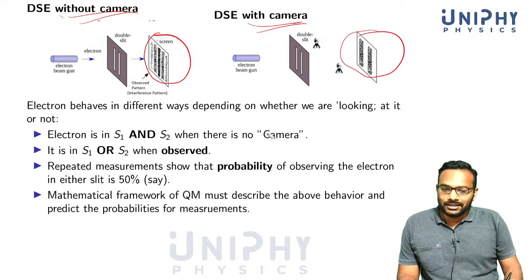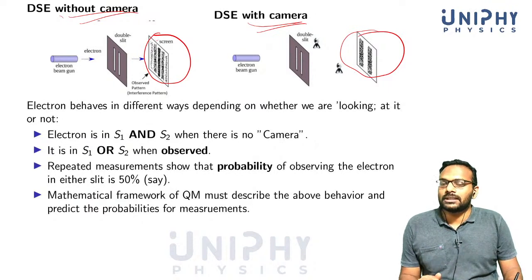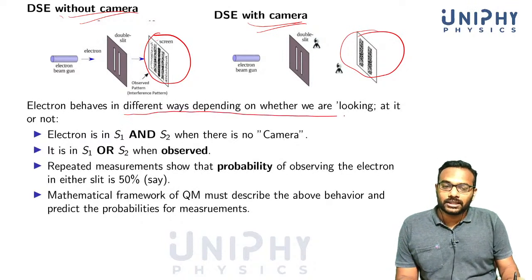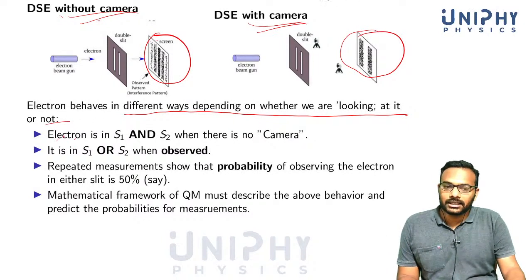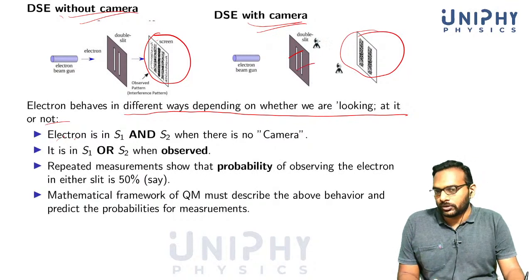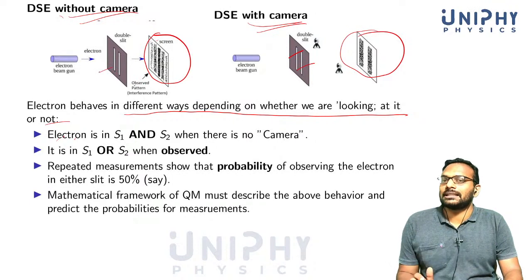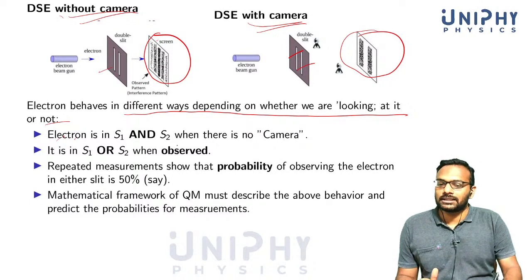So we'll again make notes here. We have done an experiment, we'll make notes, and this is the kind of behavior that we have to describe using our mathematical framework. So this is what we said. The electron behaves in different ways depending on whether we are looking at it or not. If you have a camera here, it behaves nicely, and it either goes to slit 1 or to slit 2, no problem. If you are not looking at it, it behaves weirdly and goes through both slits at the same time, giving you the interference pattern.